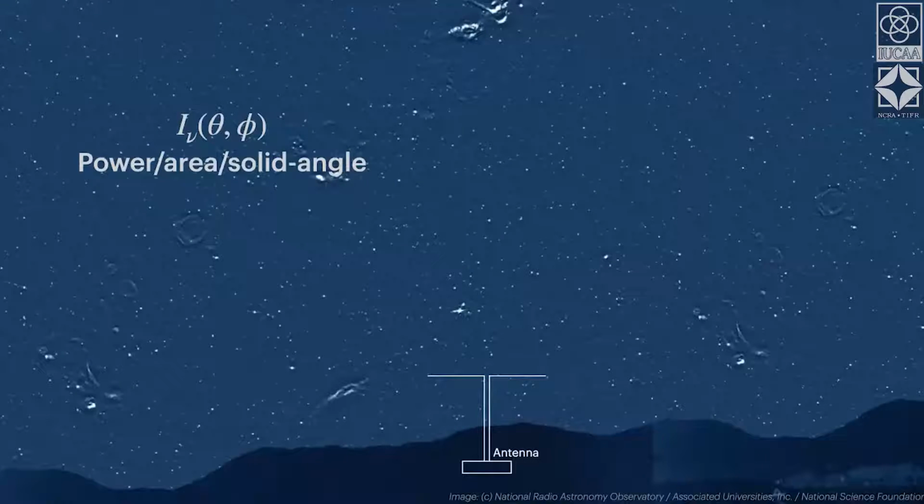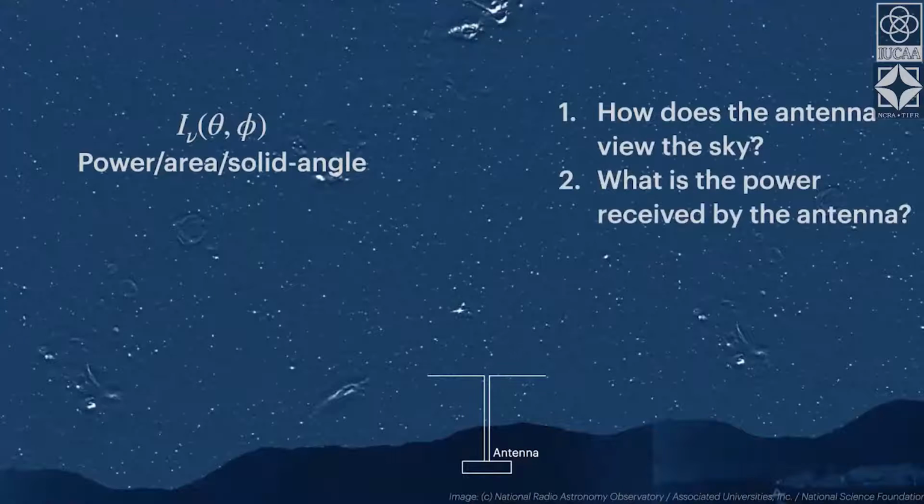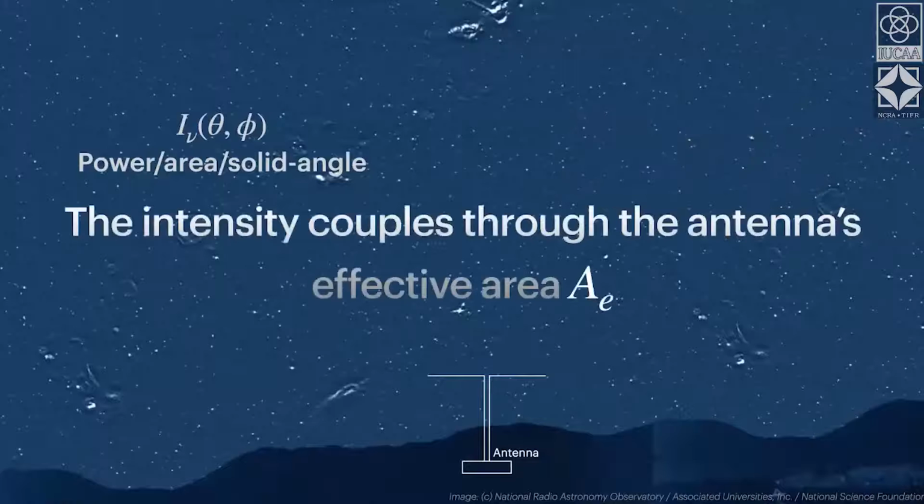Now, what one can do is introduce an antenna; a simple dipole would do for our purposes. What we want to know is how this antenna actually views the sky, and what is the power received by the antenna due to the combined intensity falling on it. What one needs to understand is that the intensity couples to the antenna's electrical power through something called the effective area of the telescope.